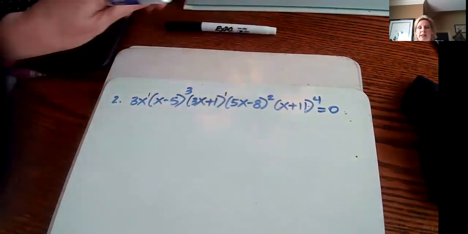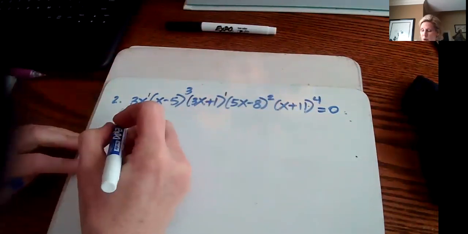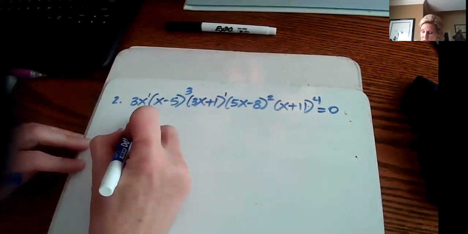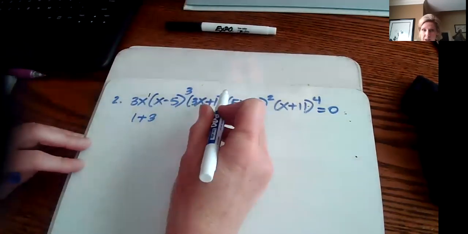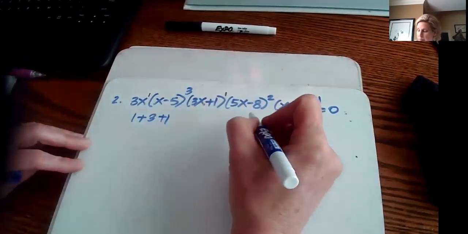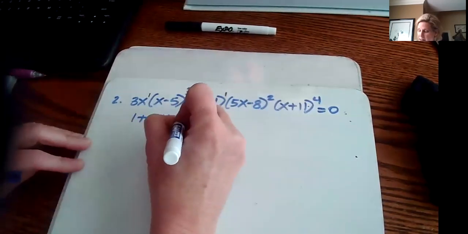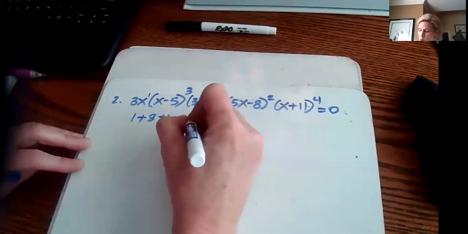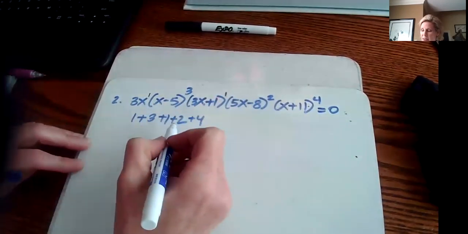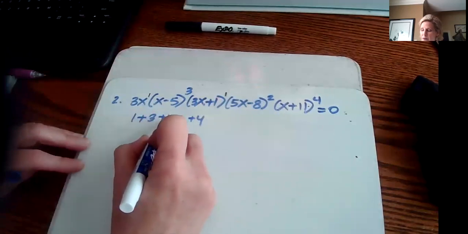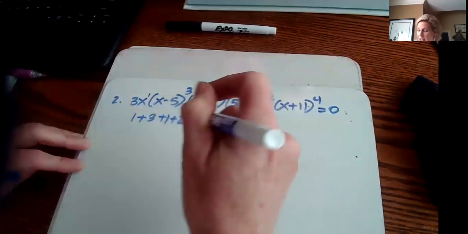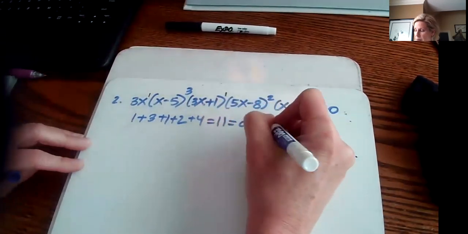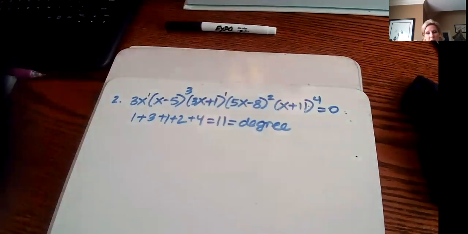And do you remember me telling you, if it's in factored form, I could take the 3x to the first, the x minus 5 to the third, the 3x plus 1 to the first, the 5x minus 8 to the second, and the x plus 11 to the fourth, and say, if you add those, let's see, 1 and 3 is 4, 5, 6, 7, 8, 9, 10, 11, that you get 11, and that's the degree of the polynomial. So what that tells me is that I should get 11 solutions.